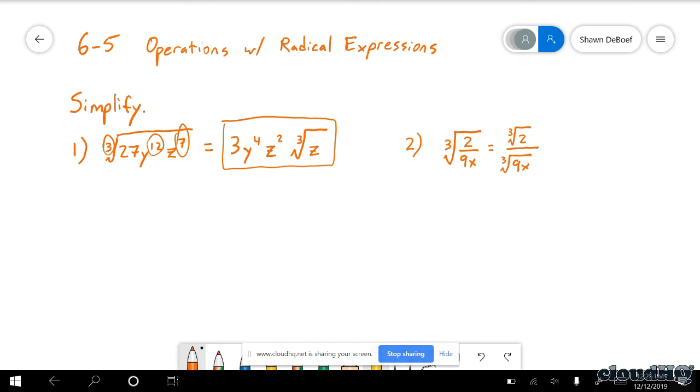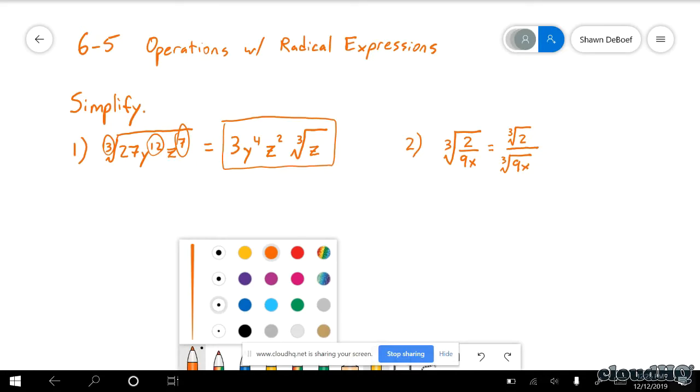So, third root of 9x. 9 is not a perfect cube. X is not a perfect cube. I can't just simplify it. So we do what's called rationalizing. Right now our denominator is irrational because there's that root there. I need to get rid of it, so I need to turn it into a rational number. So I have to rationalize it. So we do that through multiplication.